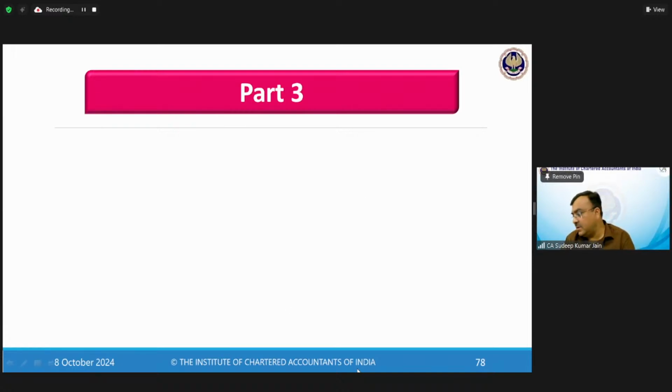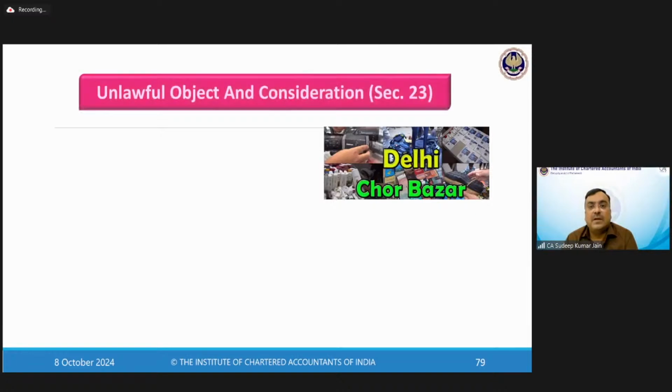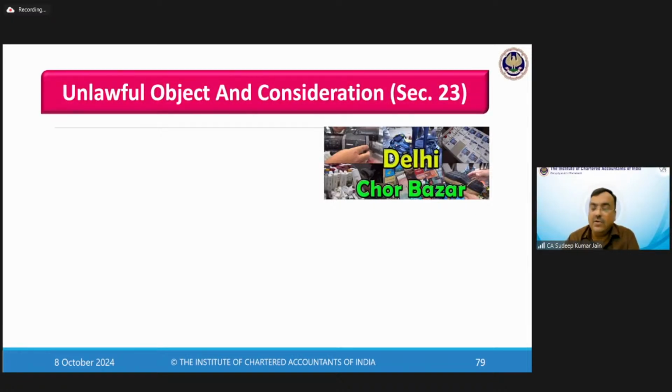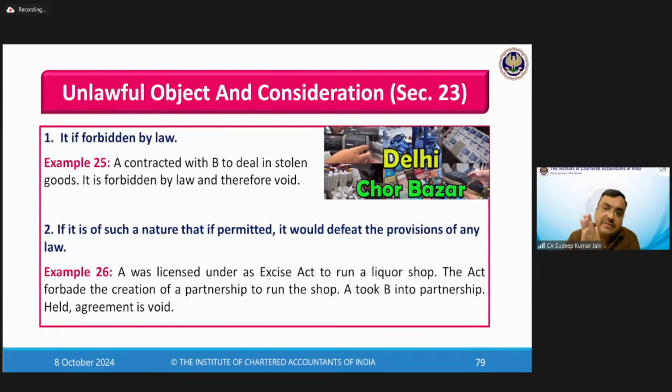Okay, so let's start the last part of unit number 3. Part number 3, legality of object and consideration. So we are discussing section number 23, unlawful objects and consideration. First, in the following cases, the object and consideration are considered unlawful and that's why the contract is void. These are the cases where the object or consideration or both are unlawful, and because of being unlawful the contract is void.